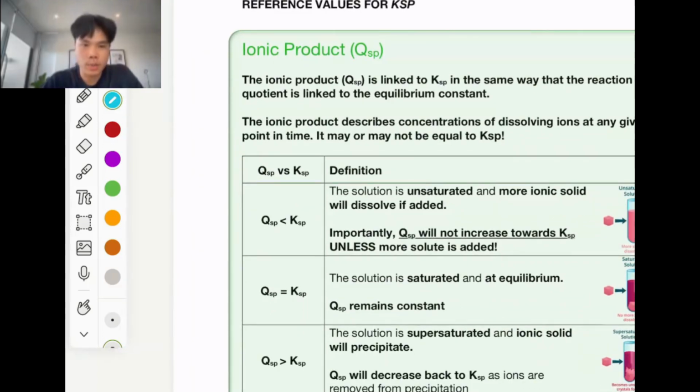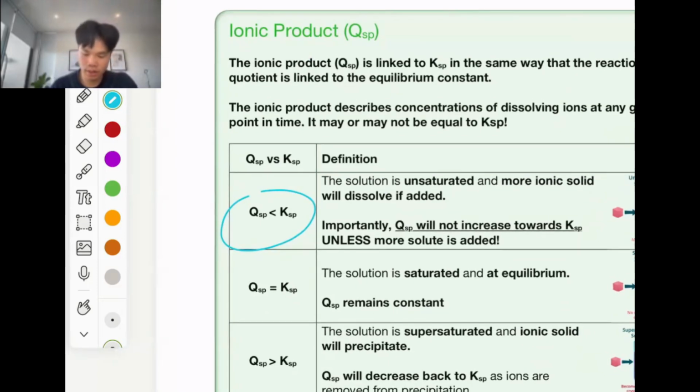QSP versus KSP, being able to determine when you actually precipitate or not. 3 cases, once again, very similar to QEQ versus KEQ. If your QSP is less than your KSP, it means that your solution is unsaturated, because once again, Q is your experimental value where you test concentrations against K. It tells you, are you positioned to the right, to the left, or at equilibrium? And depending on the number, you can figure that out.